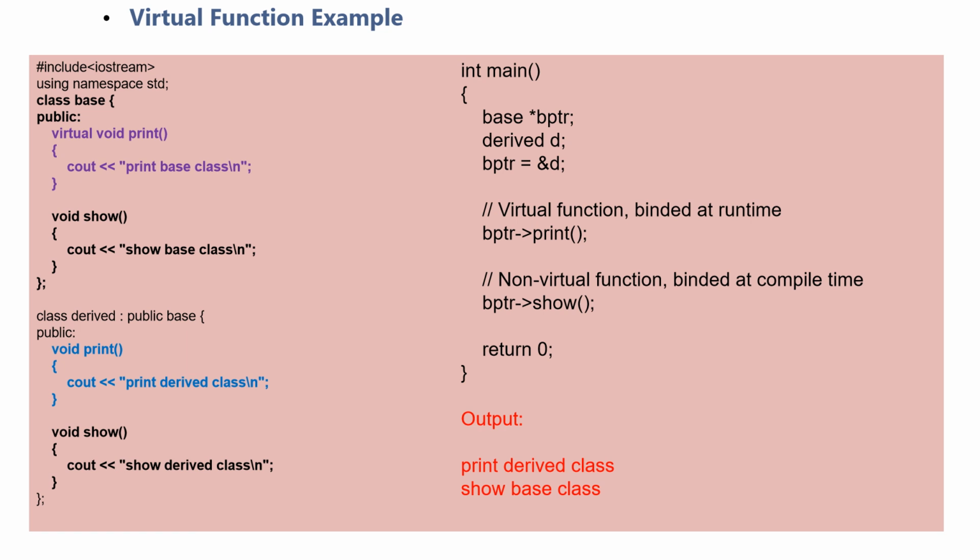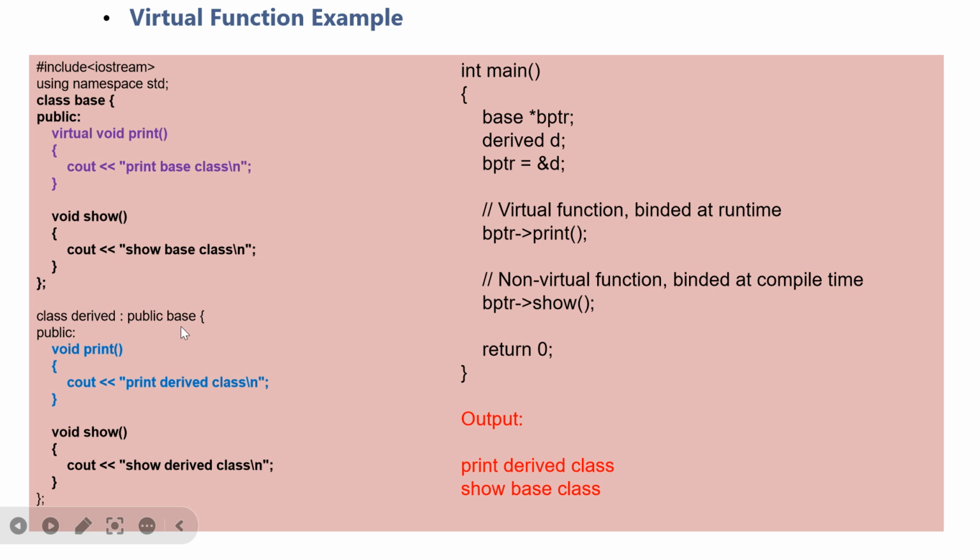We have two classes defined, base and derived. The base class has two member functions, print and show. The derived class is derived from the base class and it has two member functions. Here print overrides the print function of the base class. So see here, this is the derived class.